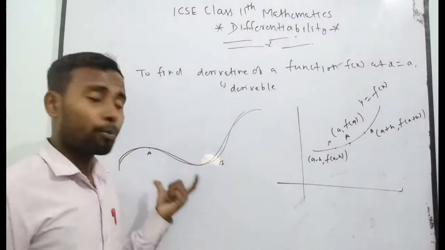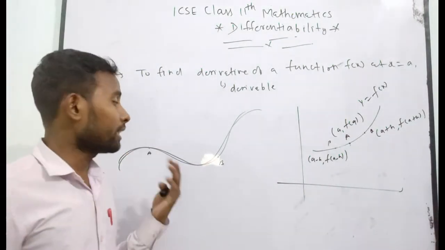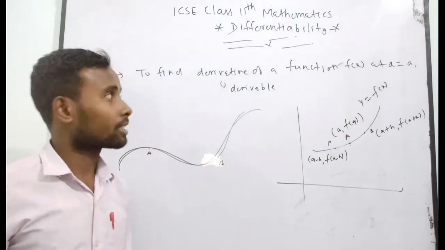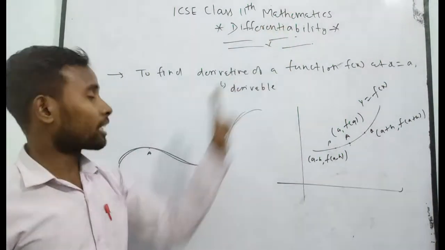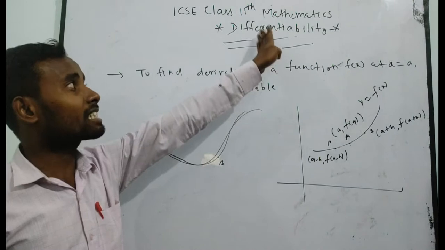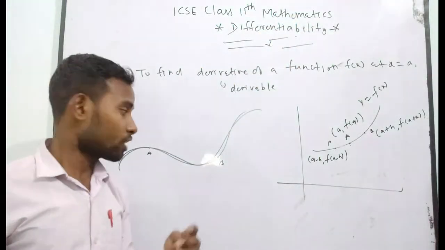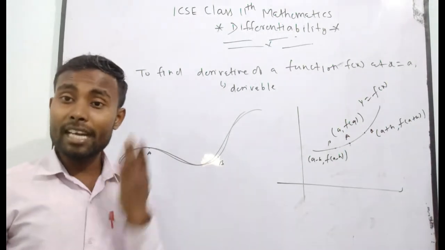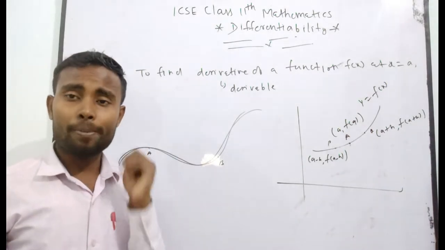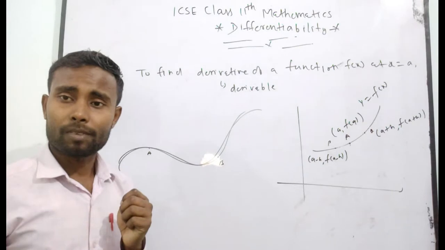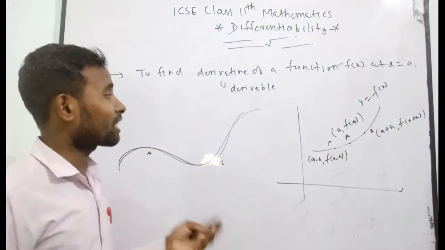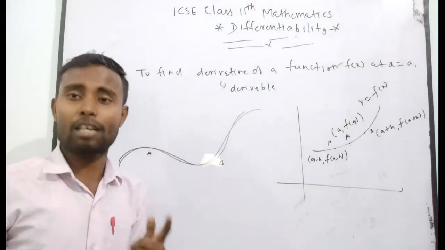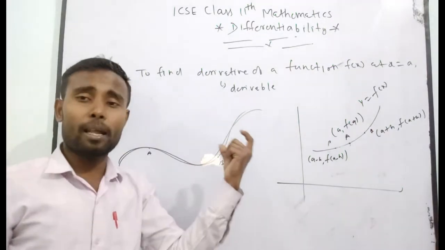So definitely you need a different kind of mathematics, which will be discussed in differentiability. I think you have definitely learned in physics about the instantaneous velocity of an object or particle. Instantaneous velocity means that you have to find the velocity of a particle or object at a particular time.